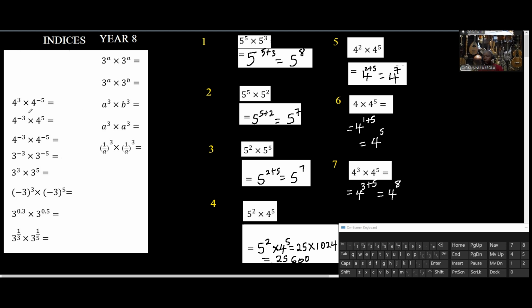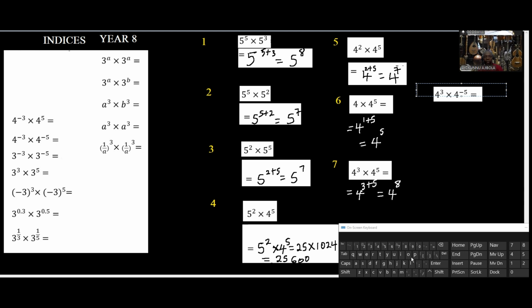Then the next question, anyway, whatever number it is, doesn't matter. So this one, can you see this? Yes, sir. Number 8.